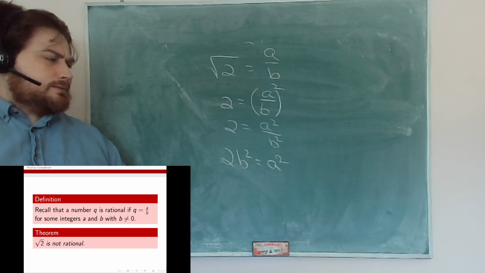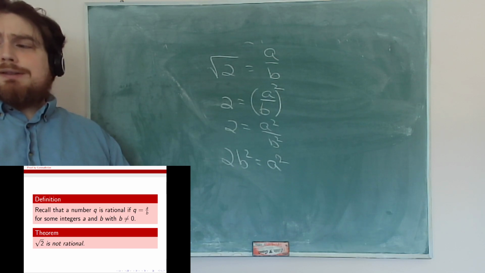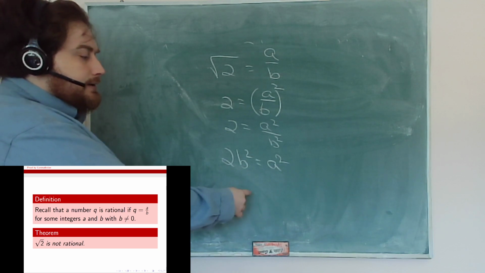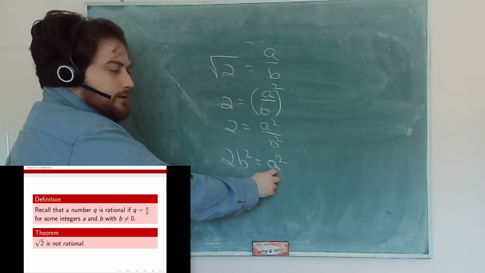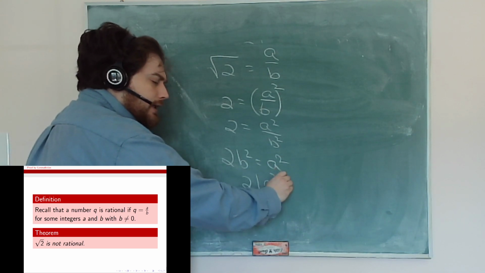Is that helpful at all? I don't know. It was just some random stuff I thought to do. Trying things, seeing if that works. Well, what this tells me, and what I can see from this, is that 2 times b squared is a squared, so therefore 2 divides a squared.